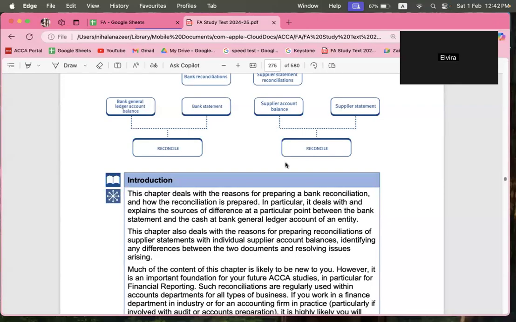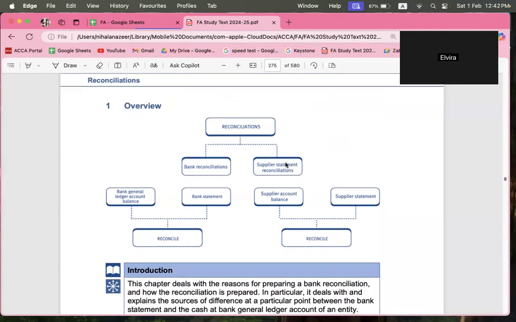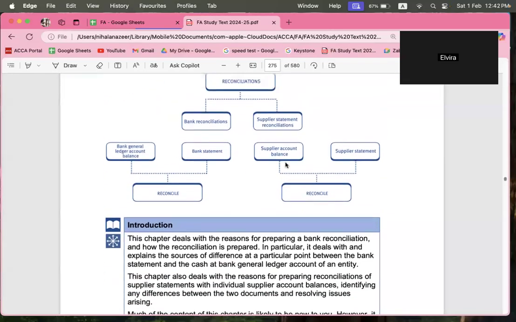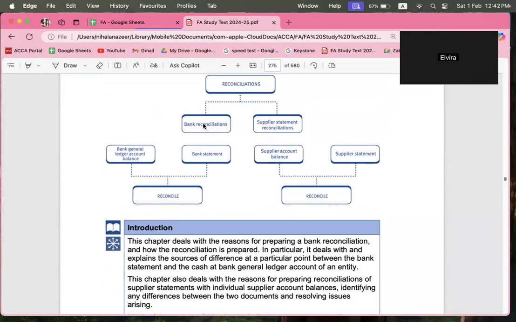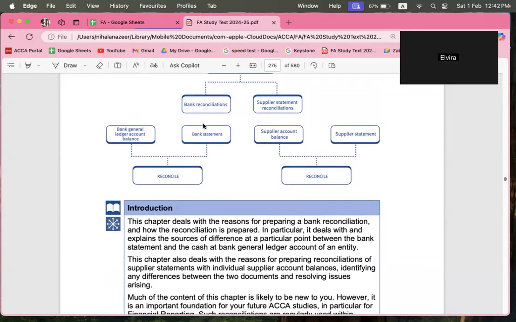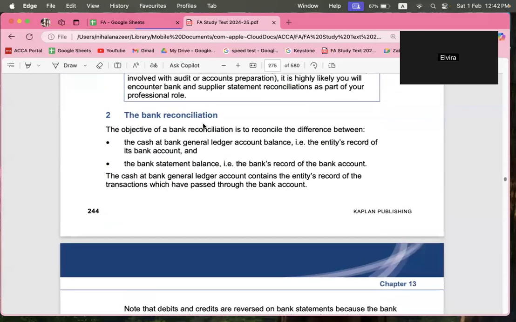Okay, so we are on the 13th chapter, reconciliations. There are different types of reconciliation that we will study. We have bank reconciliations, supplier reconciliation, and also receivables reconciliation. Clear? So, all sorts of reconciliation.